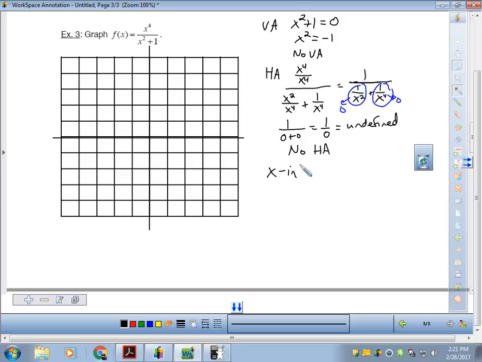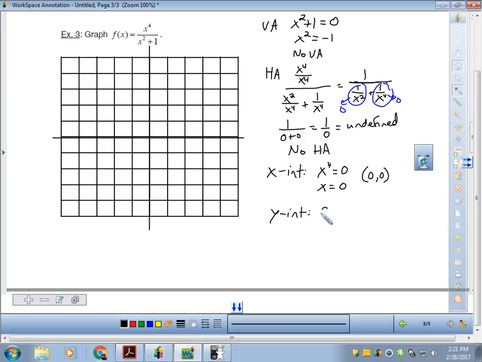Okay. X-intercepts, we take the top and set it equal to 0. So x to the 4th equals 0. Take a 4th root on both sides, and you get x equals 0. So we have a point at 0, 0.